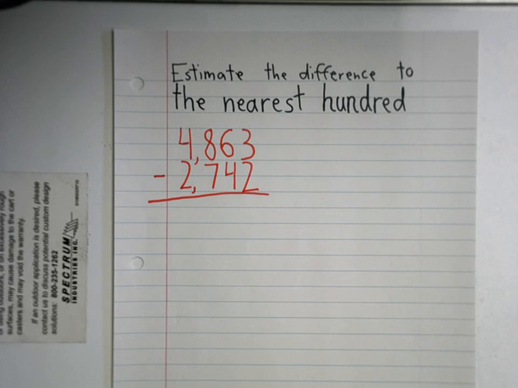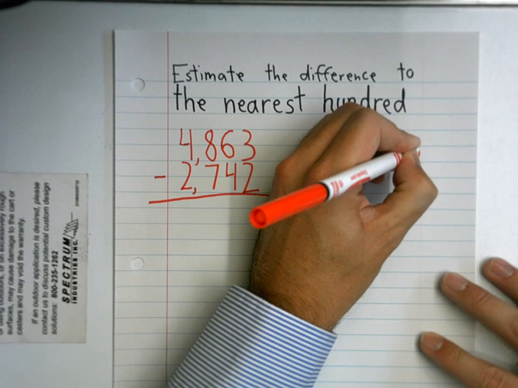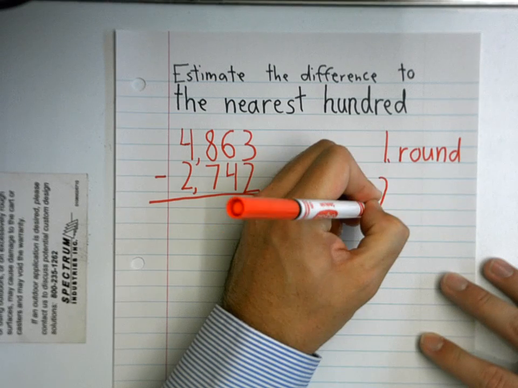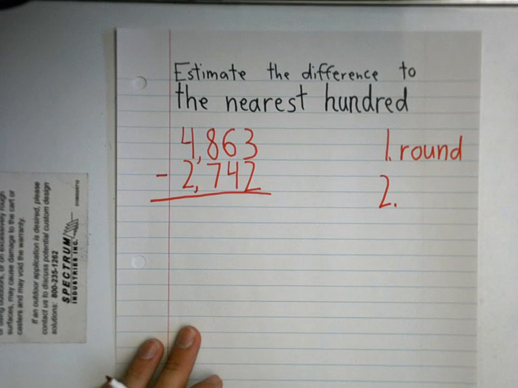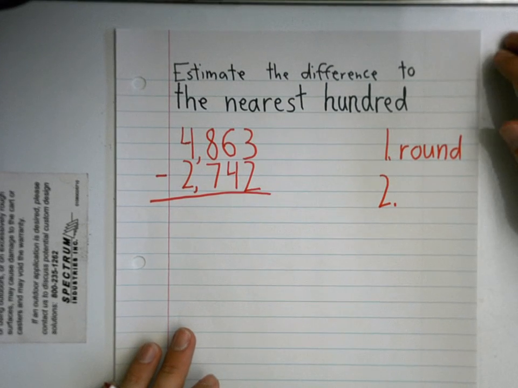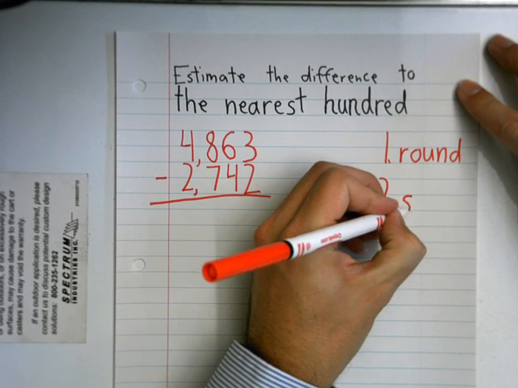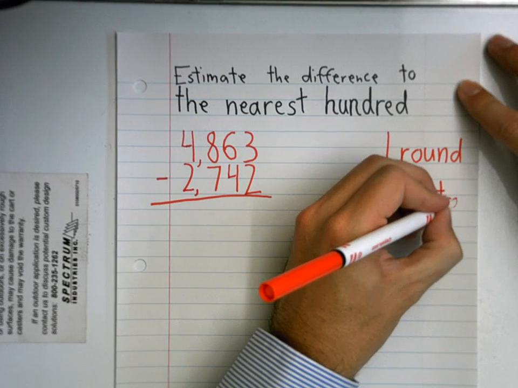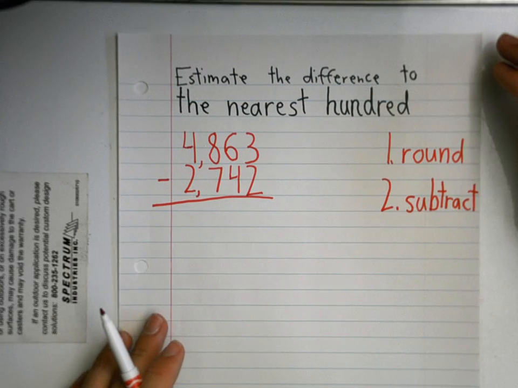Okay? So step 1 is going to be round the numbers. Step 2, if it's estimate the difference, what does difference always mean? What does difference mean? Subtract. It means subtract. The difference is the answer to a subtraction problem. So step 2 is subtract. Hopefully I can fit this in here. And it looks like I can. Great.